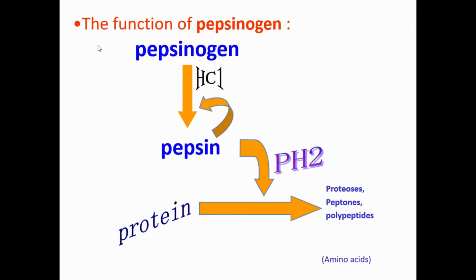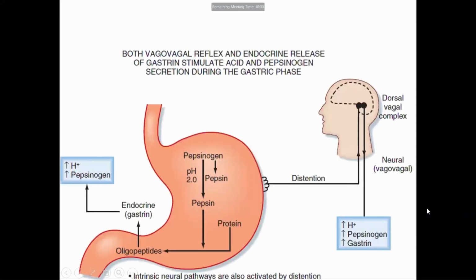Due to the action of HCl, pepsinogen is converted into pepsin. Pepsin again augments the conversion of pepsinogen into pepsin. Pepsin acts at a pH of about 2. Proteins are converted into peptides and dipeptides.